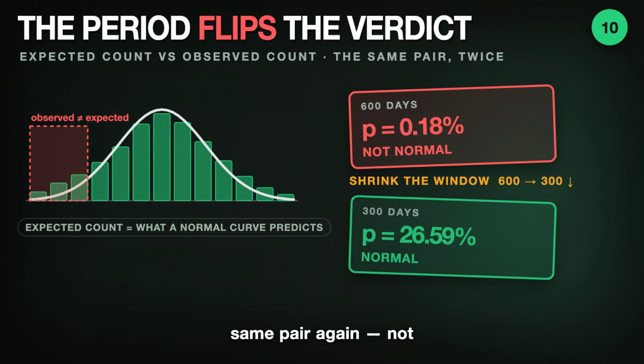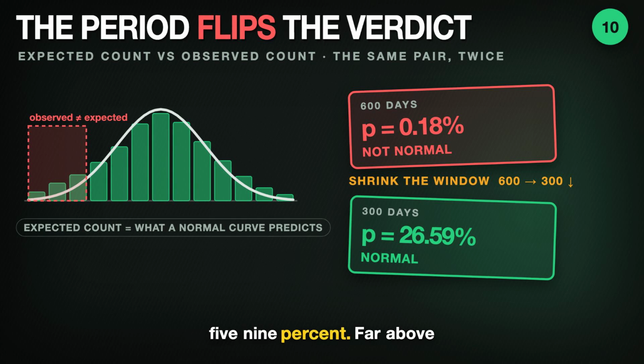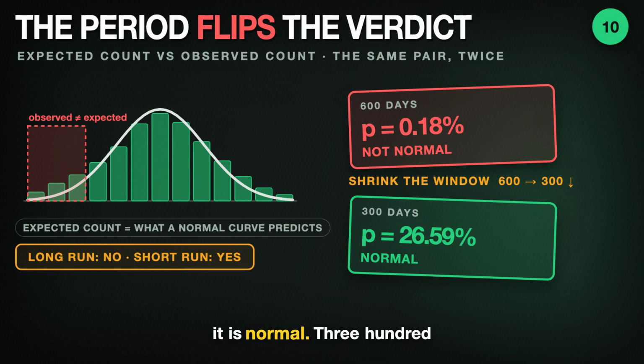He ran the same pair again, not on 600 days, but on the most recent 300. The p-value came back at 26.59%, far above the significance level. This time, it is normal.